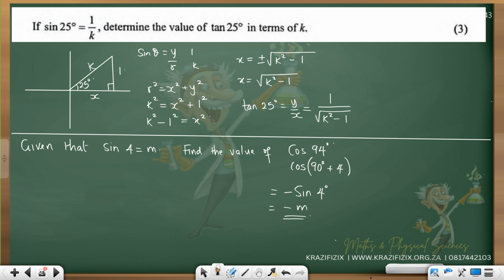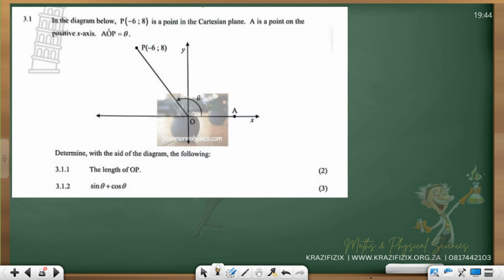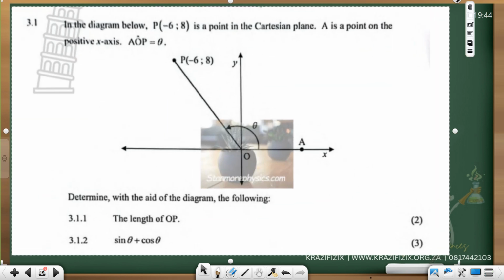Okay. Let's go back to grade 10. These were the things we were doing in grade 10. Let's answer this question together. Very cheap. Look, we have a diagram. In the diagram, P, which is negative 6 and 8, is a point on the Cartesian plane. A is a point on the positive x-axis, and AOP is theta.